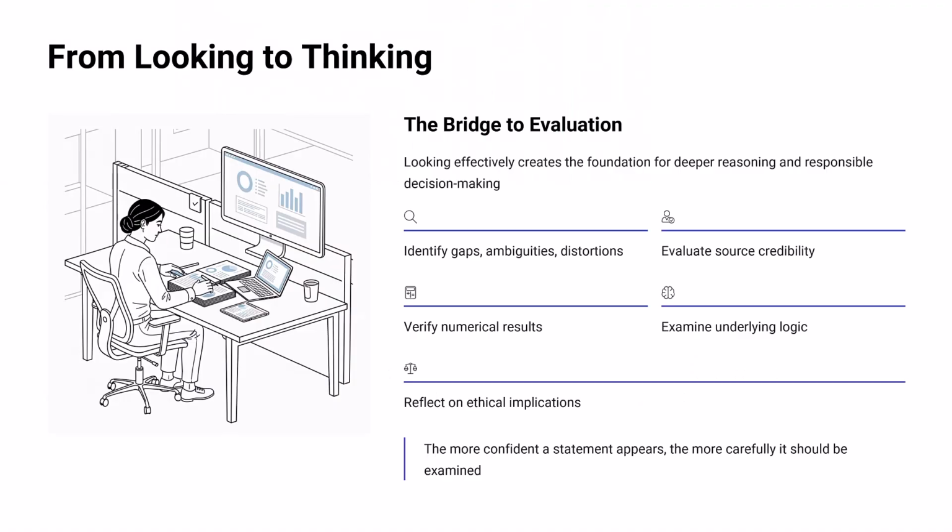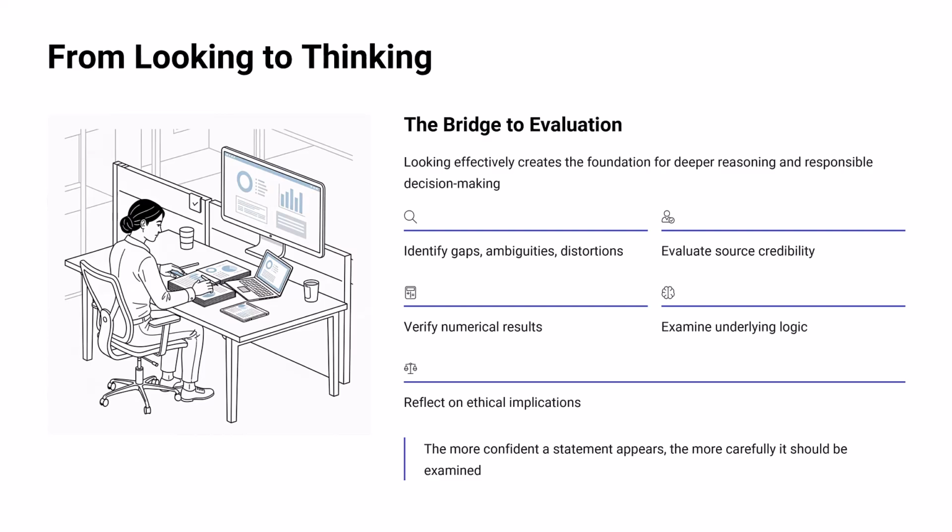Looking for missing or misleading information is not an adversarial skill, it's an analytical one. Once you identify gaps, ambiguities, and distortions, you're prepared to move forward with the remaining steps in Clever. Evaluate source credibility, verify numerical results, examine underlying logic, and reflect on ethical implications. Looking effectively creates a foundation for deeper reasoning and responsible decision making.